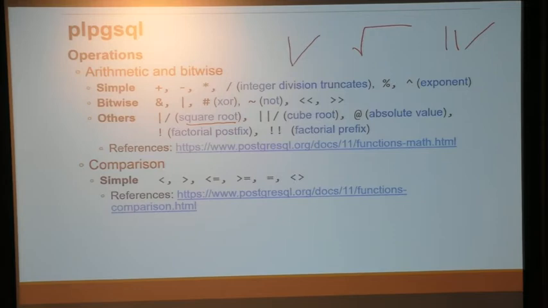Factorial has two types, the prefix and the postfix. The postfix is usual. You can have n factorial. So fine, that's postfix. The operator is after the argument. There is also a prefix one. You can do this.